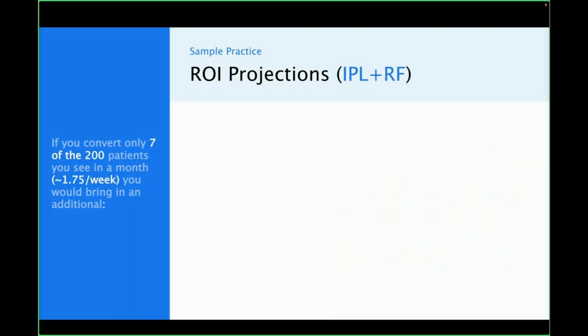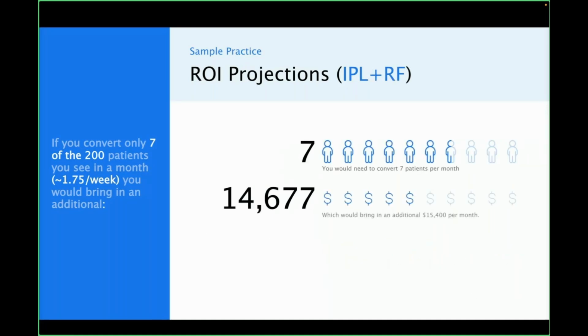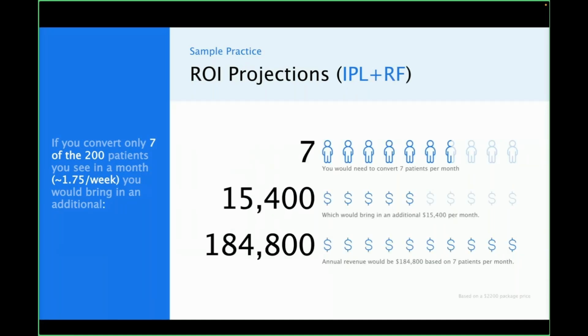Now, when we add RF to the equation, that package price goes up to about $2,200, and you can see those numbers go much higher. So is this something that is realistically possible in most practices? Yes, absolutely. Is the ROI there? It really is, without having to convert, is the word that we often use, many patients into a program.